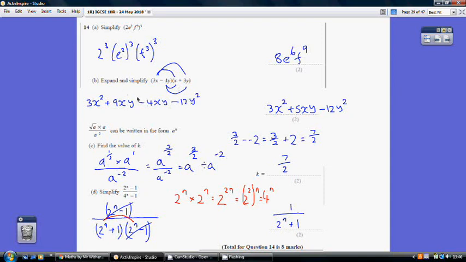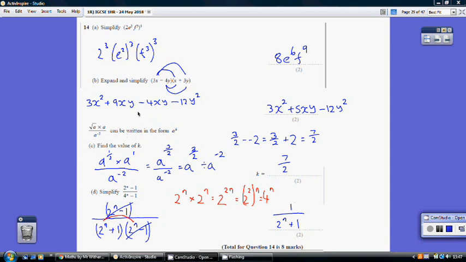So that's expanding. Then simplifying, we can gather like terms. Both of these two middle terms are xy's. So 9xy minus 4xy is plus 5xy. So our final answer is 3x squared plus 5xy minus 12y squared.